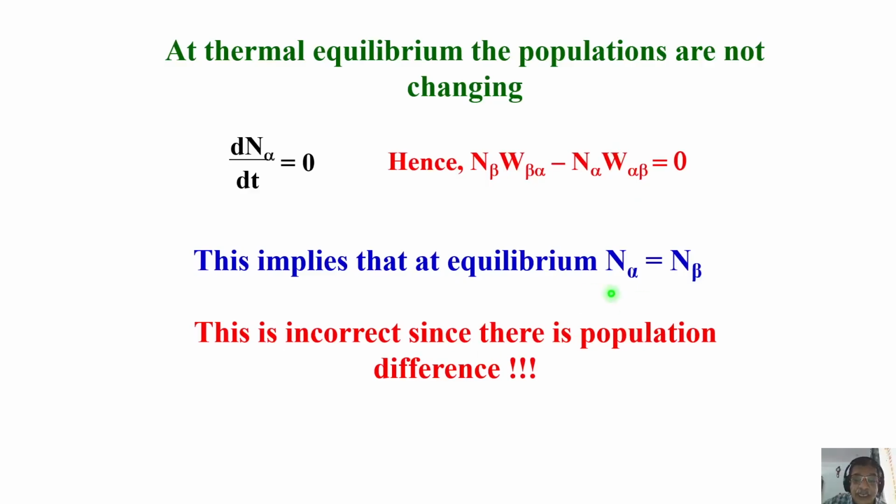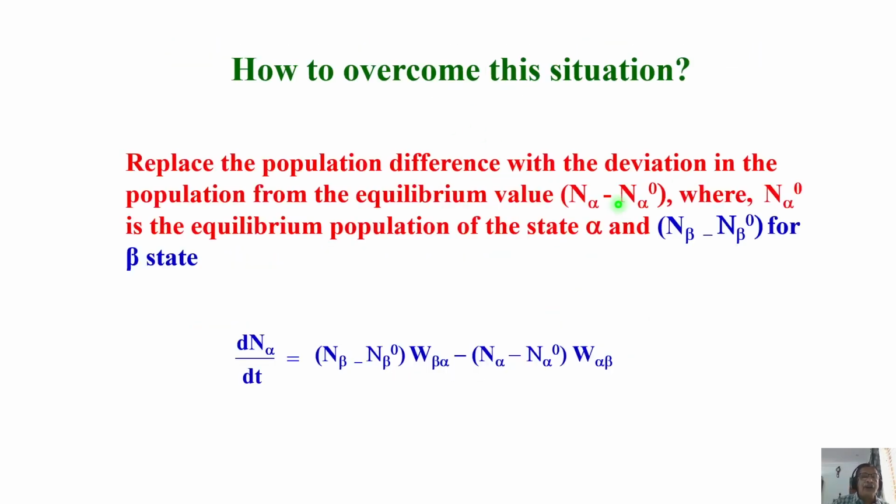This goes against our assumption, or our conceptual understanding. This is incorrect because there is a population difference even at thermal equilibrium. The rate of change of population is not there, but that does not mean there is no difference in population. But it says there is no difference in population here. So this equation is not correct. How do you overcome this situation?